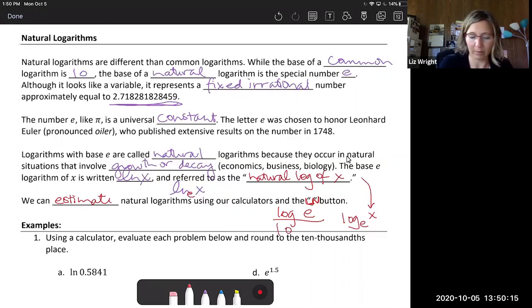Actually, I need to switch that around. It would be log of x over log of E. So you could switch it around and do your change of base formula, writing it like that too. So that's why it's better, honestly, to just use your natural log button. So your natural log has already got the built-in base of E in that button, which is perfect.